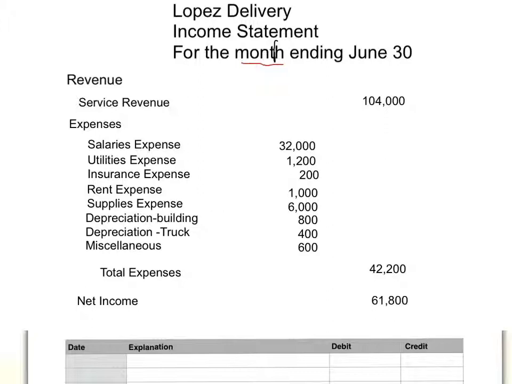Our ledger still has a revenue account with a credit balance of 104 and all these expense accounts and a dividend account. It also has the retained earnings, but at the beginning of June, the retained earnings have not been increased by the net income or reduced by the dividends. That is now the purpose of these closing entries.